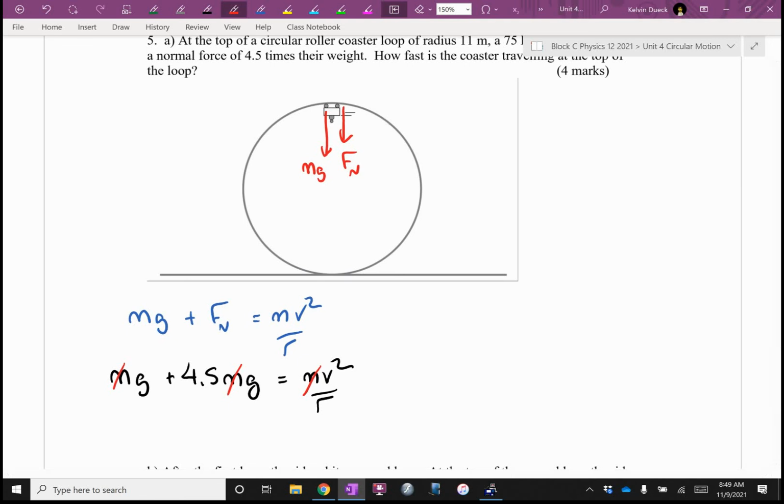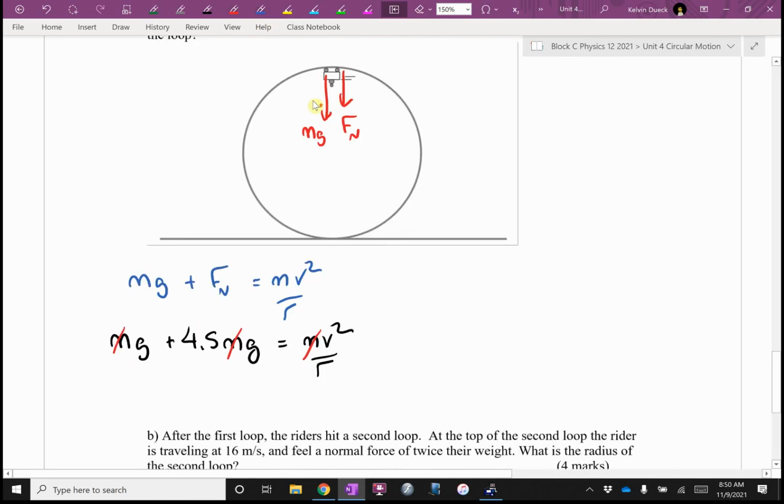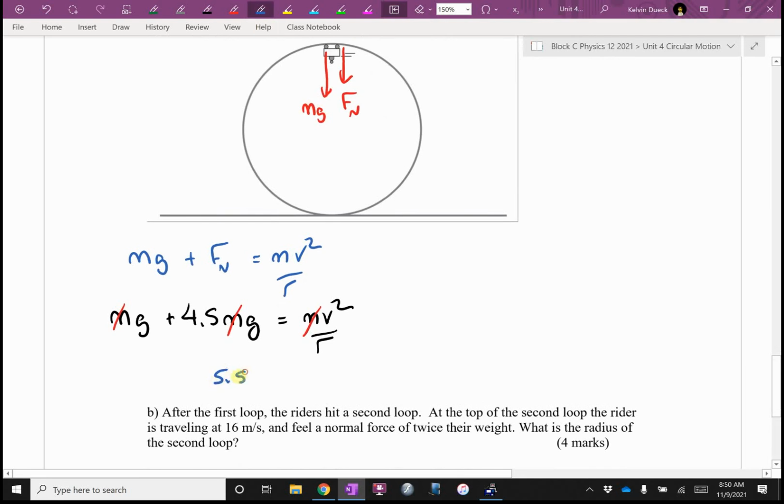Oh, even more basic. How many G's in this one? There's an invisible one in front. How many G's here? You know what 1 G plus 4.5 G's is? I don't usually do this, but why don't I gather like terms? I'll get 5.5 G's is v squared over r. That's kind of nice because I can get the v by itself pretty easy now.